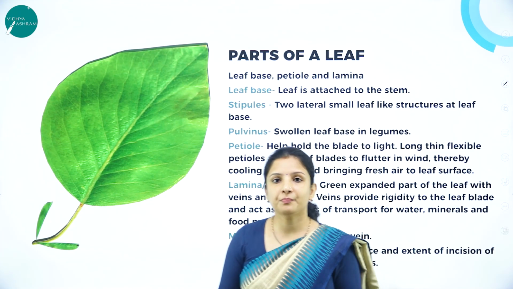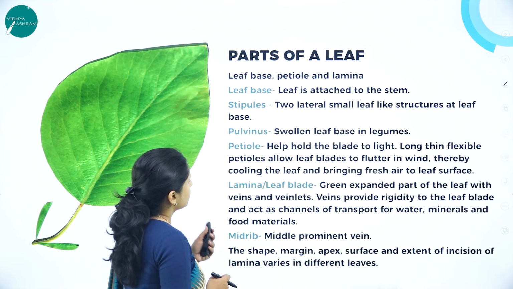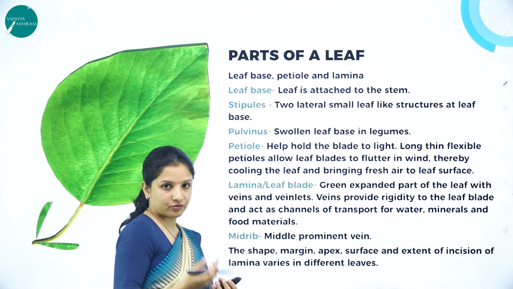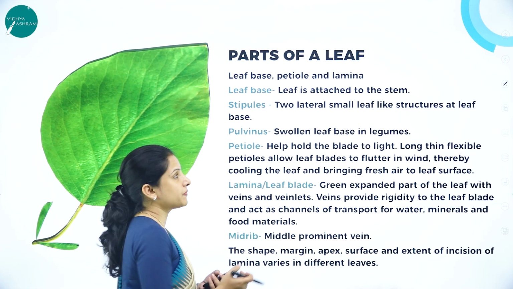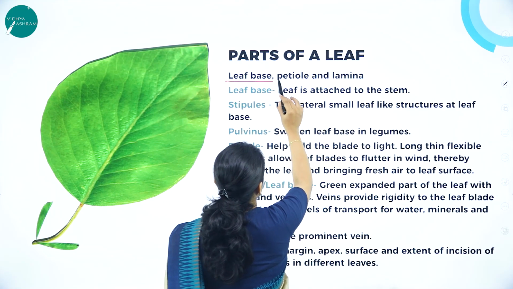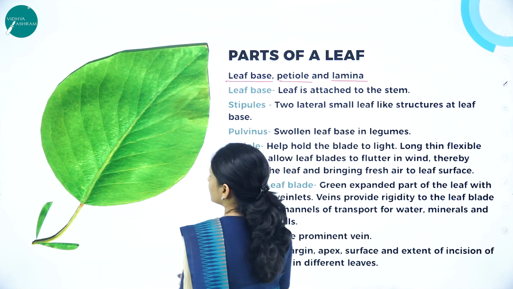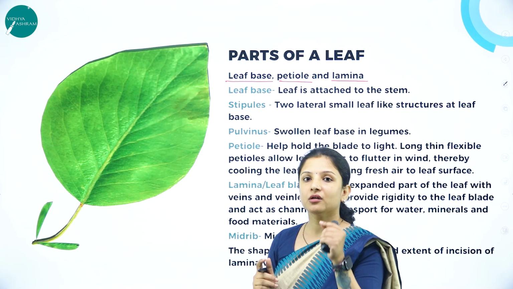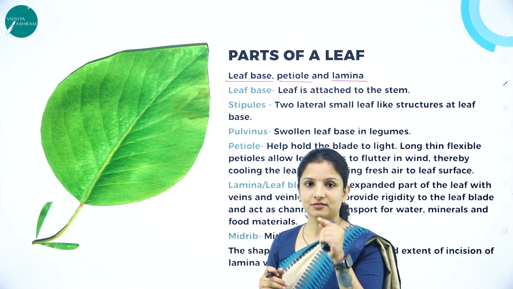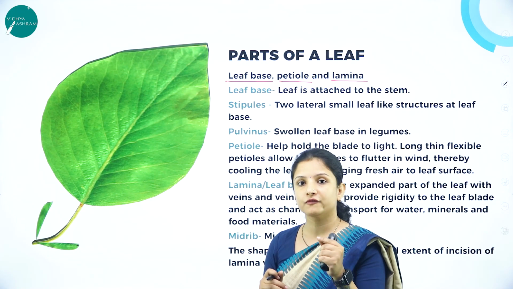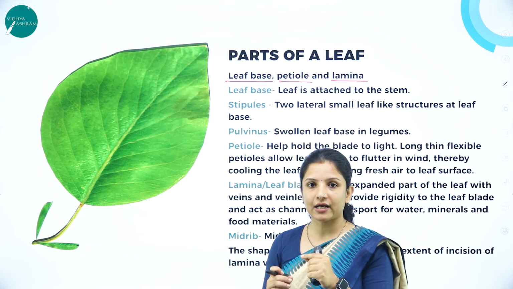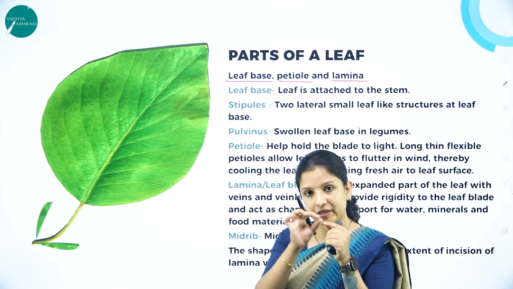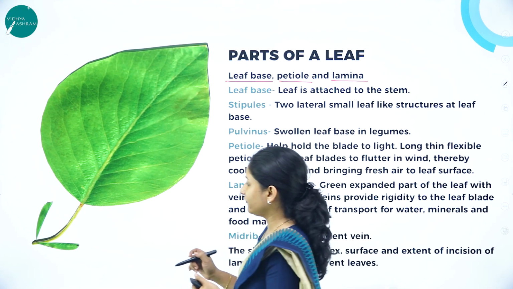Next, talking about the parts of a leaf. The leaf is divided into three parts, which are the leaf base, the petiole and the lamina. So, the leaf base is the region from where the leaf arises, that region or the node on the stem from which the leaf arises, exactly where the petiole connects, that is called the leaf blade.